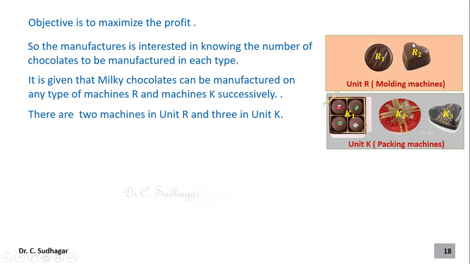When you are using R2, again you can use this mold and put it in this box, use this mold and put it in this box, and use this mold and put it in this box. So another three methods are possible. Totally, in 6 different ways you can sell the milky chocolates. Here we have two machines, 2C1, and here we have three machines, 3C1. The value of 2C1 is 2, the value of 3C1 is 3, and 2 multiplied by 3 equals 6.